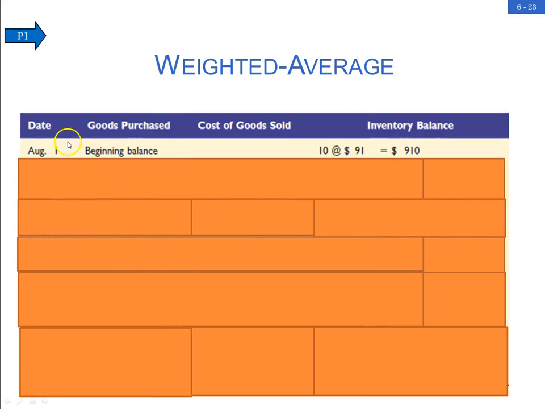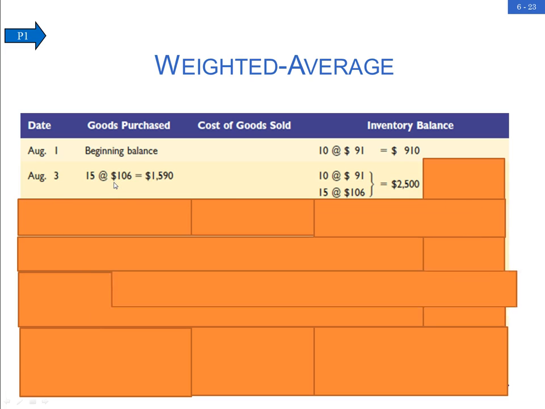So again, same exact example, same exact numbers. We've got beginning balance inventory, 10 bikes, cost us $91. August 3rd, we go out and purchase 15 more. Now, real important, what I want to do here is you see the 10 bikes that cost us $91, but you also see the 15 bicycles. What we want to do now is take the weighted average.